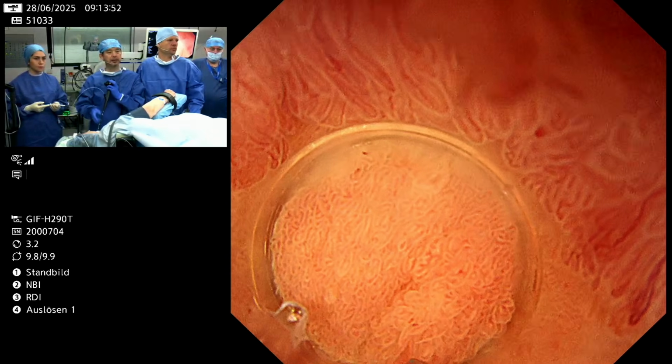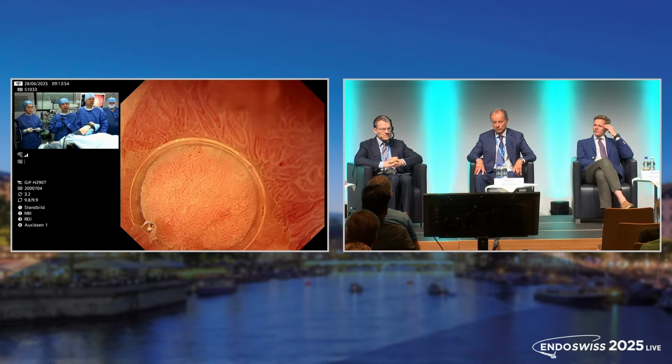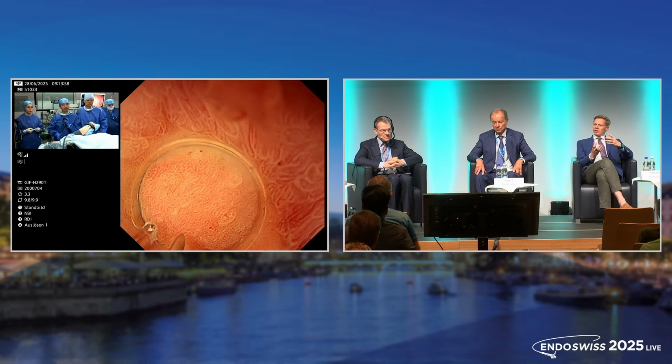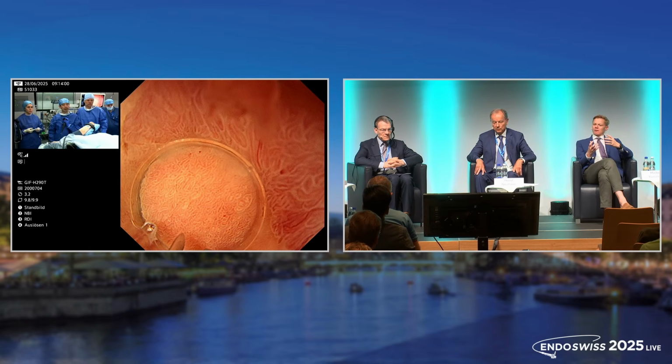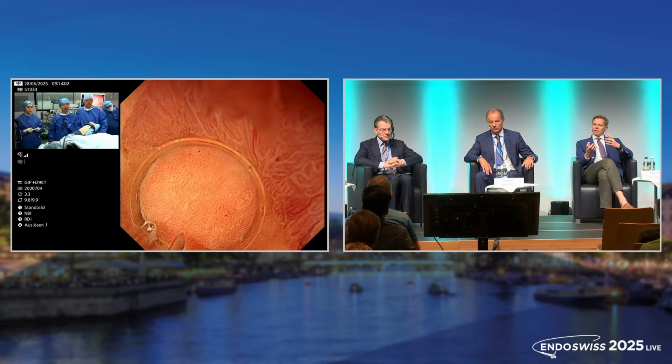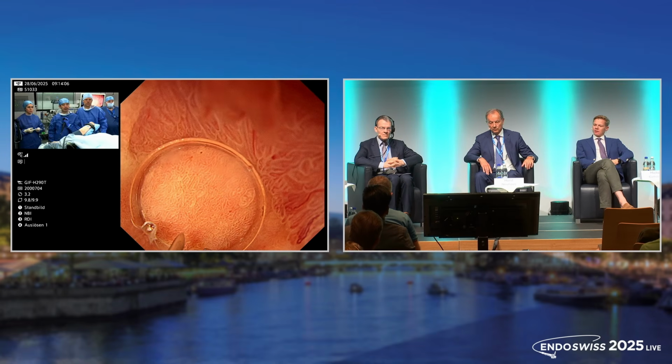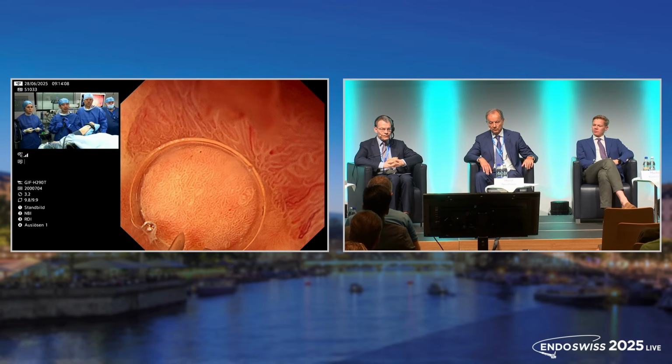So now, you explained which kind of scope you are using, but would you also select a different one in any particular situation, when the lesion would not be in the duodenal bulb, but further down in the duodenum or closer to the pyloric ring?